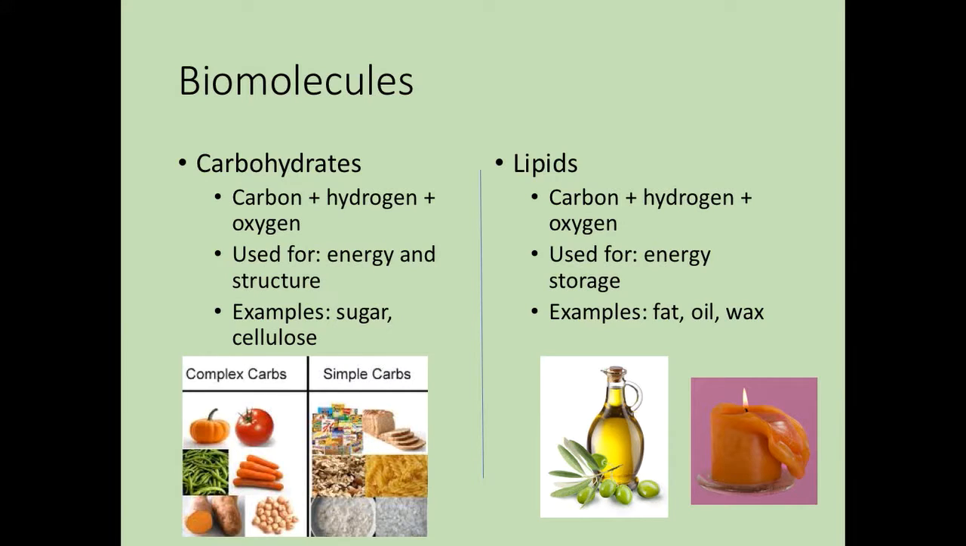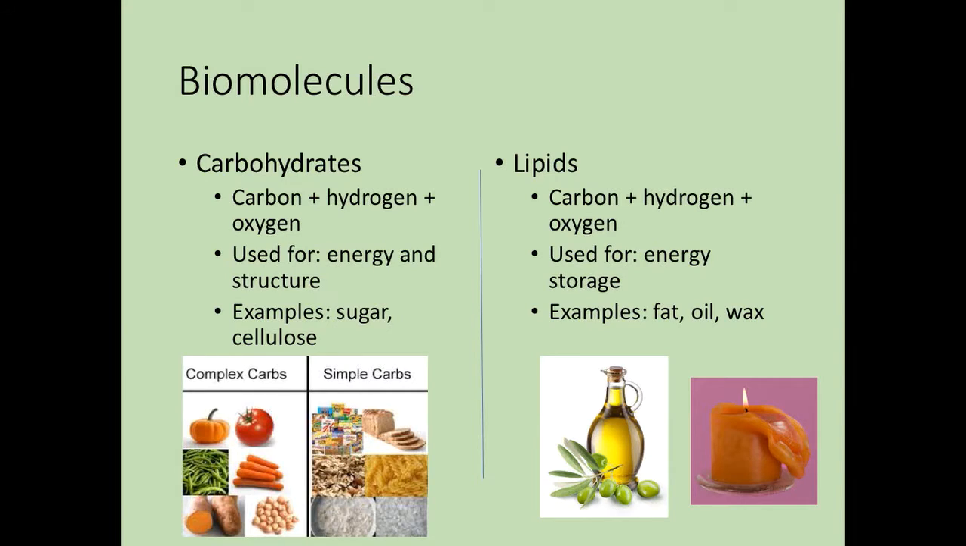Carbohydrates. They're called that because they have carbon, hydrogen, and oxygen. So carbo is carbon, hydrates is hydrogen and oxygen. Carbohydrates are used for energy, mostly. Some of them are used for structure. Examples would be sugars, and cellulose is an example of a structural one. So we'll see more with carbohydrates on another day.